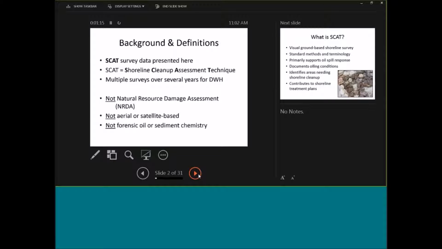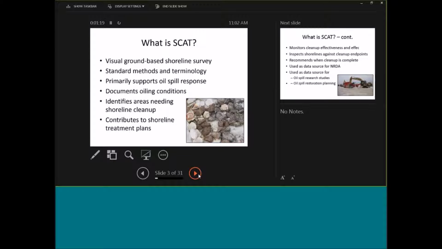So next slide. So what is SCAT? It's a visual ground-based shoreline survey. It can be done on foot. It can be done on ATV. Sometimes it's done from small boats or airboats in areas that are difficult to access. But it's actually what SCAT teams see and record on the field. So it's visual oiling, so grosser oiling levels. And it uses standard methods and terminology. At the end, I'll give you a link to a resource if you want to know more about SCAT and kind of how the method is practiced.